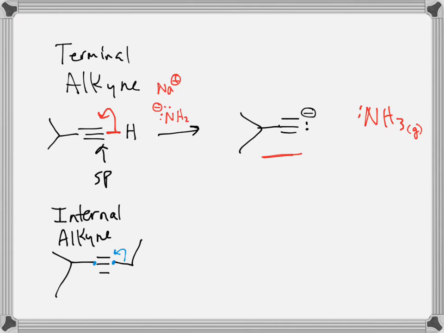What's the atom next to them? Carbon. Is that a hydrogen? No. Does this species act as an acid? No. So if we add sodium amide to an internal alkyne, no reaction occurs because there's no acid. We might be adding a base, but it doesn't matter. There's no acid there for it to react. Nothing occurs. So evaluate the structures, particularly implied things that can show up.